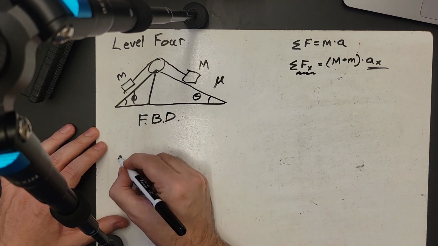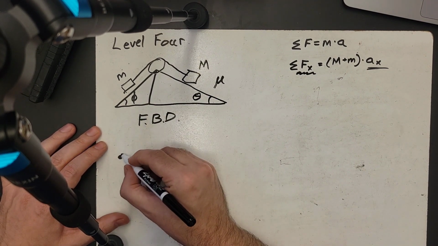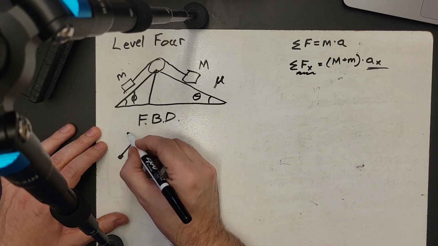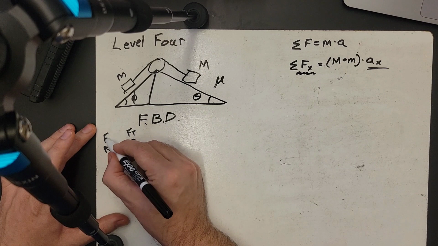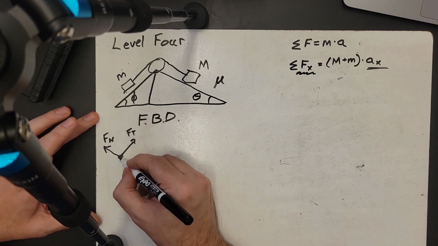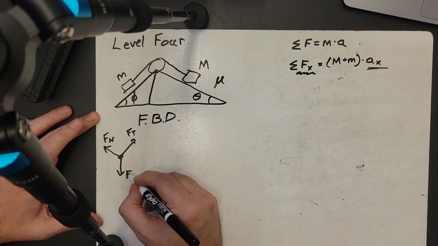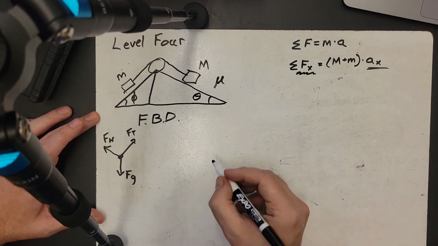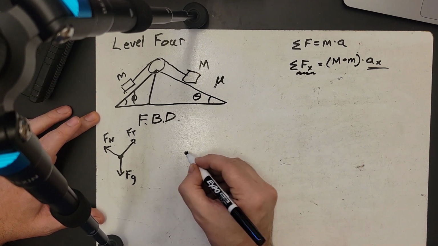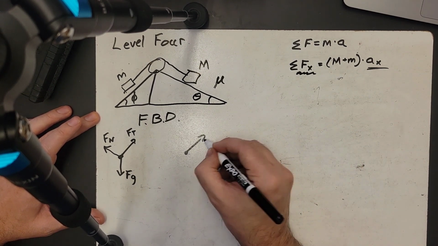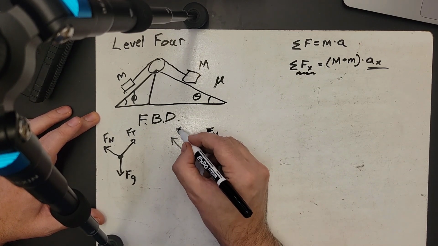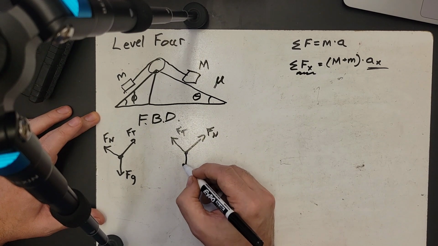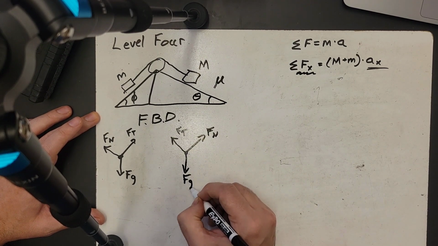For little m, sorry. Well, I got a tension force going up. I got a normal force going out. I got a gravity force going down. And then over here, I got a normal force going out. I got a tension force going up the ramp. And I got a gravity force going down.